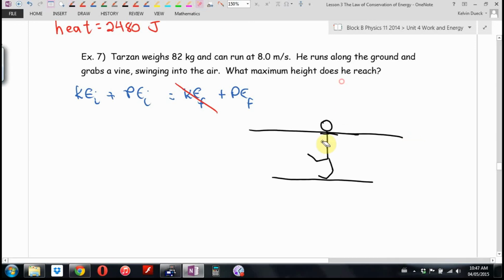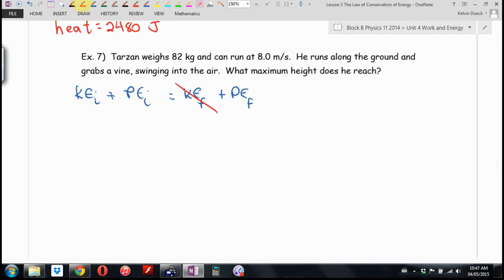So, is he starting out on the ground? Technically no, but in my conservation of energy, PEI gets hosed again. Those poor people with their fake province.